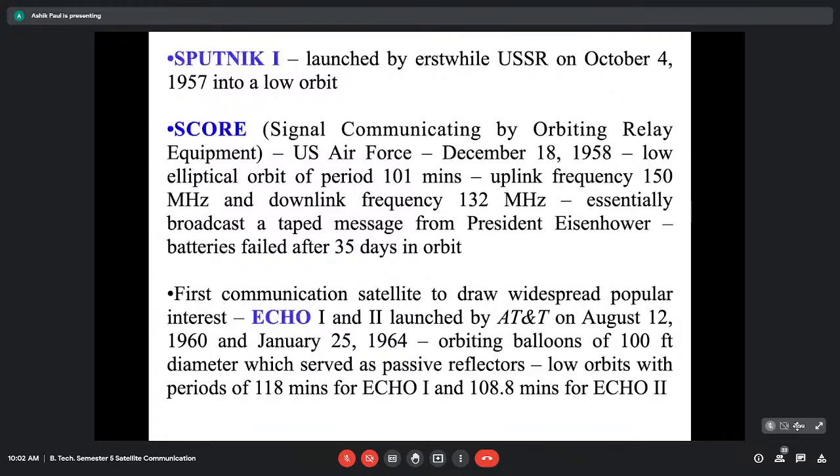But because it was a very hastily designed satellite, the design was not good. So its batteries failed only after 35 days in orbit. So SCORE lasted for just about 1 month or so in orbit.